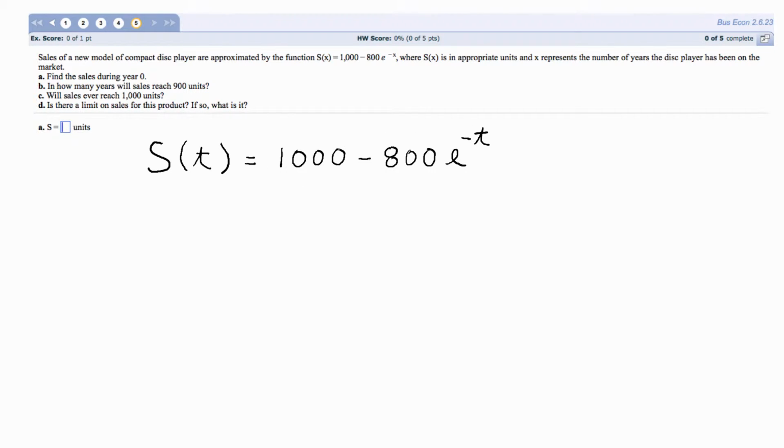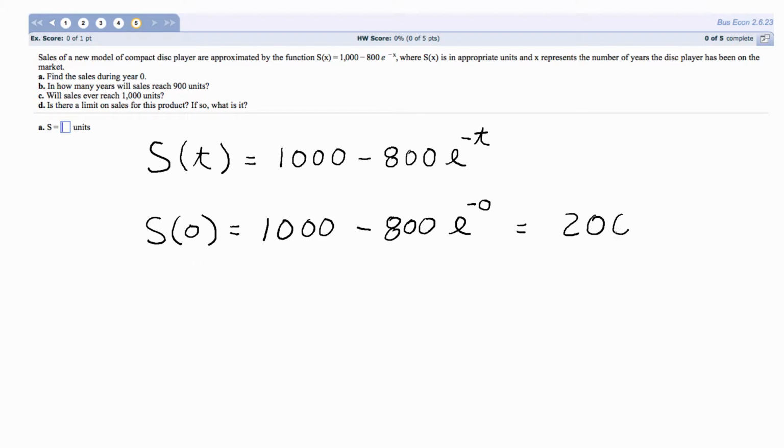So, when we put in 0, answer the first part. Find the sales during year 0. S in year 0 is equal to, maybe an x would be better, just 1,000 minus 800 times e to the minus 0. So that's just 200 because we get 1,000 minus 800.